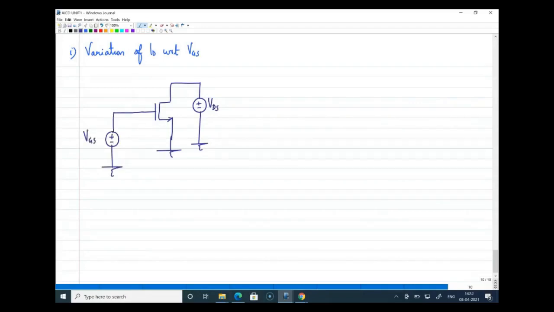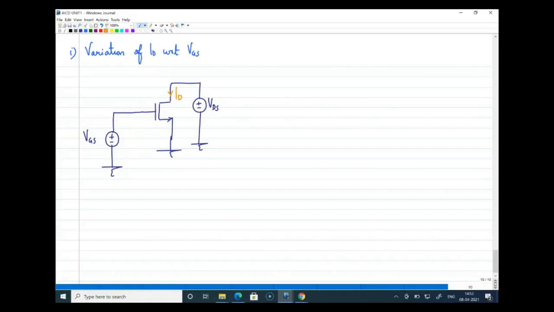There should be VGS also. So when you apply both VGS and VDS, what I applied here are DC voltages. Now when you apply DC voltages, you can expect a DC current here, and I'm marking it with this yellow color ID.